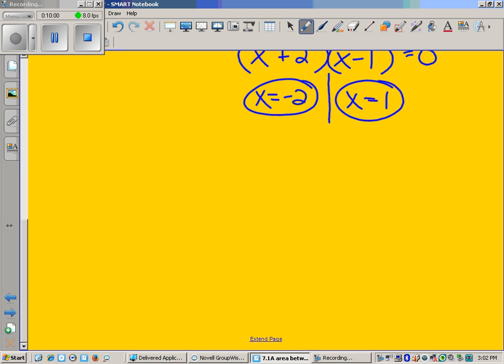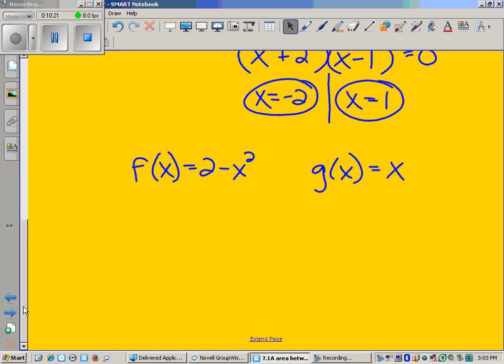Okay, so if I'm in between negative 2 and 1, what number is in between negative 2 and 1 that I can test? What's the easiest number in between negative 2 and 1 that I can test? Can I test 0? So what was f of x? f of x was 2 minus x squared. g of x was x. So if I plug in a 0 into my f of x, what do I get? 2? If I plug in a 0 to my g of x, what do I get? 0? So which one's greater in that interval?